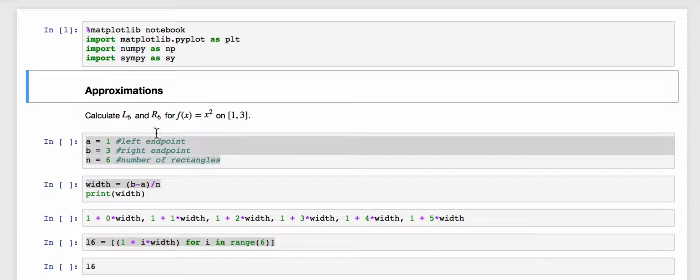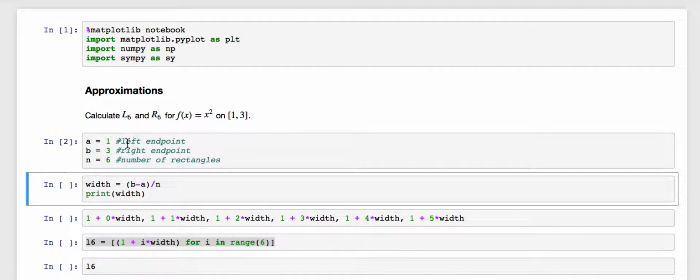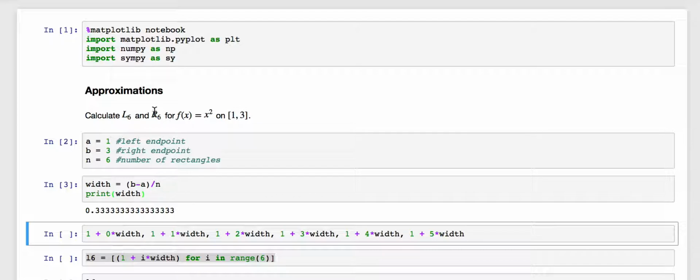There's 6 of them. So the first thing that we can do is create variables for each of these important values. The left endpoint, A, the right endpoint, B, and the number of rectangles, N, equals 6. Then I'm going to find the width of the rectangle. So if we execute this cell, now I have these variables stored in there, and I can create another variable, call it width, and that's going to be the width of these rectangles, which is found by the distance of the interval itself, b minus a, 3 minus 1 in this case, divided by the number of rectangles, divided by 6, n. And if we see, what we expect is 2 over 6, or 1/3. That's exactly what we get.